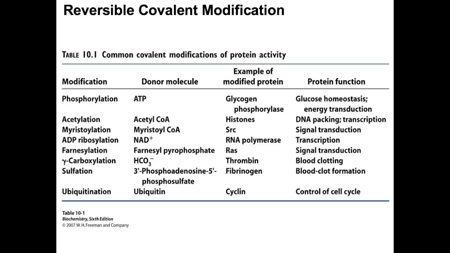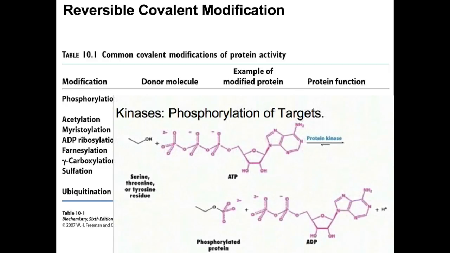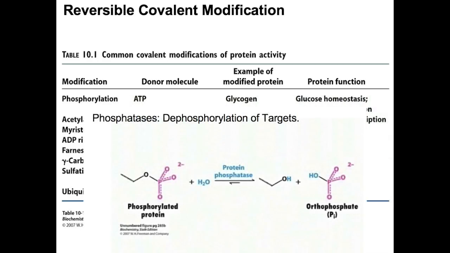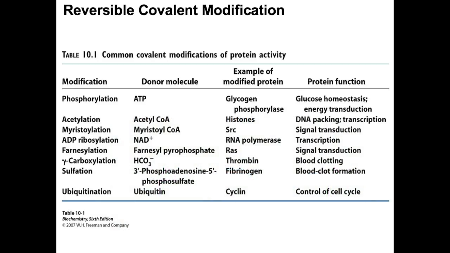Phosphorylation is the addition of a phosphate group to a biomolecule using ATP as a donor molecule. Enzymes that transfer phosphate to a biomolecule are called kinases. And the opposite reaction, the dephosphorylation of biomolecules, occurs through the action of phosphatases that remove phosphate groups from biomolecules. We're going to see both of these types of enzymes quite a bit this semester.